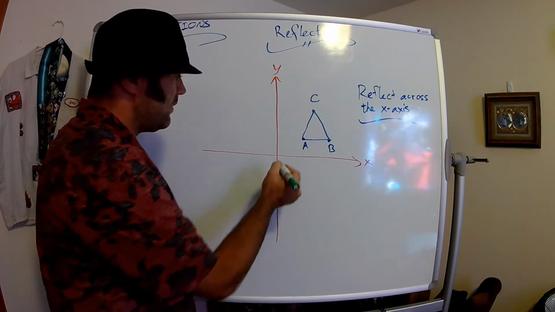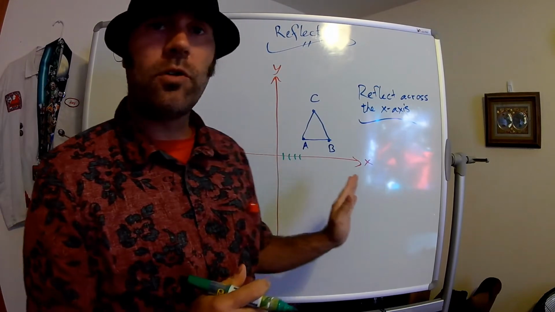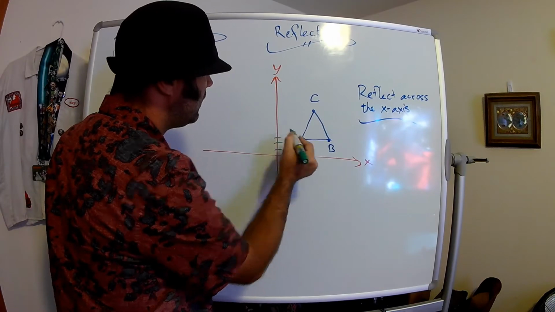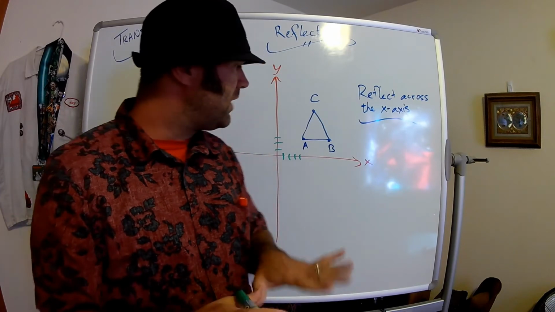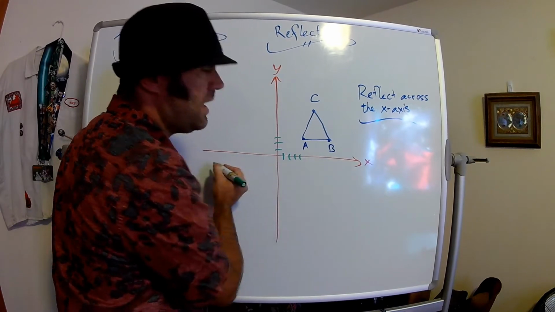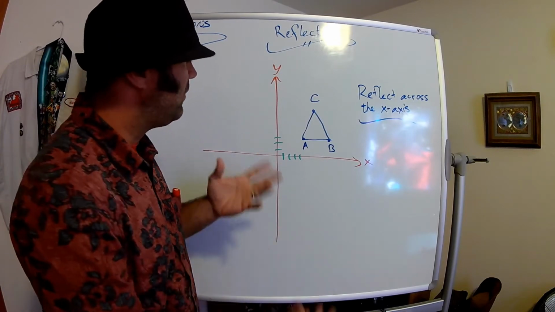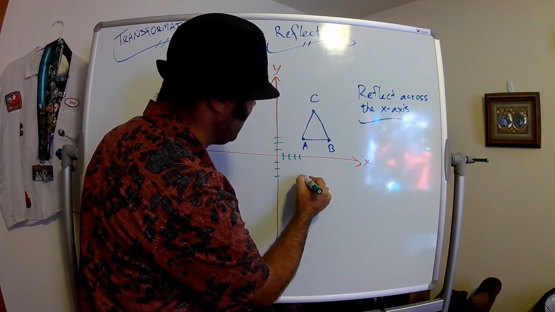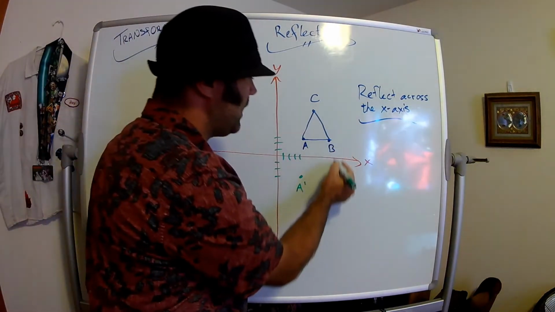So let's look at point A first. It looks like A is 4 to the right and up 3. 4 to the right, up 3. And so to reflect it across the x-axis, we need to bring it down 3 to make it to the line that we're reflecting across, and then 3 more because it's a reflection. So we're going to go down 3. And there will be A prime. The same with B. B will come down.